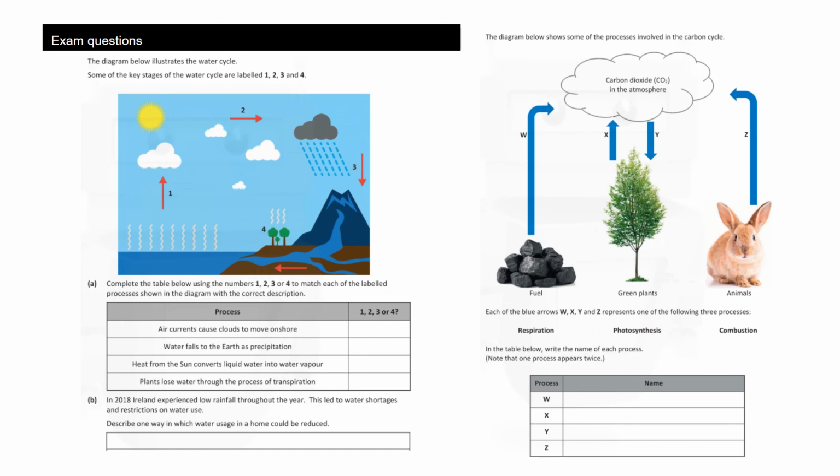So on this slide, it shows 2 exam questions. Okay, these are the style of questions you should be capable of doing. So you can pause the video or pause the slide and answer these questions.